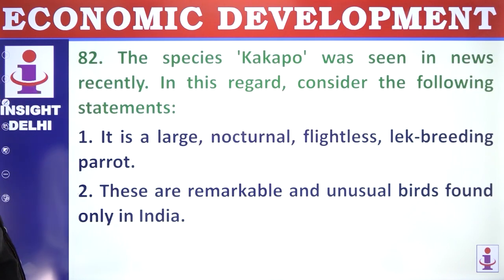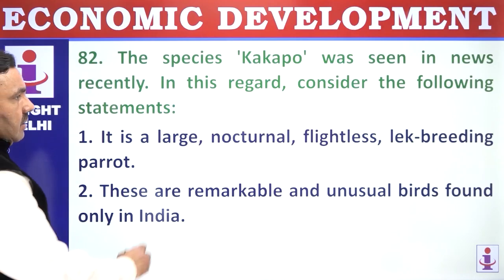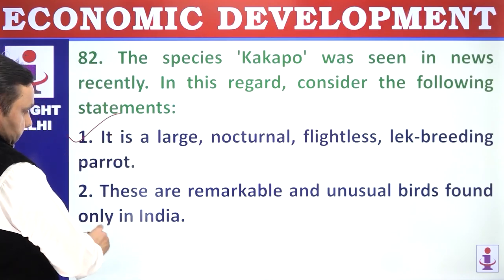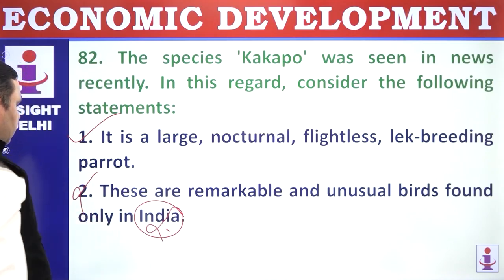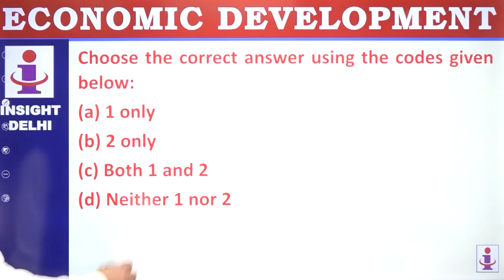82, the species Kakapo was seen in news recently, consider the statements. It's a large, nocturnal, flightless parrot, that's correct. Found in New Zealand, not in India, New Zealand. Only one.